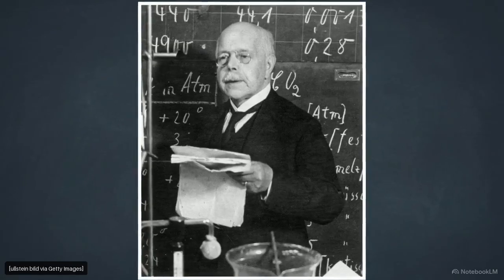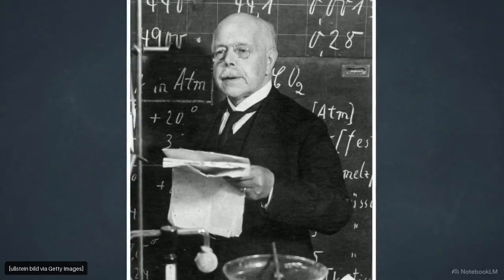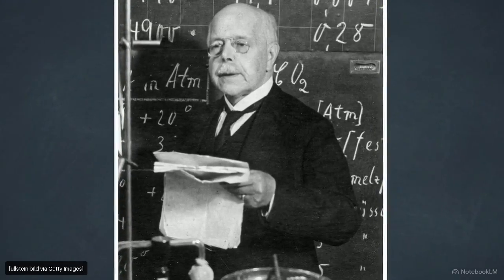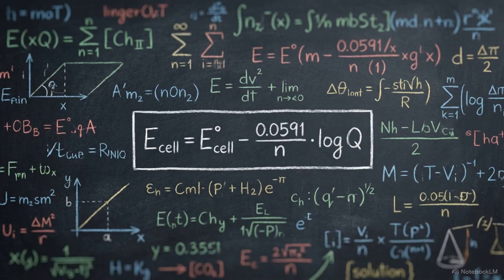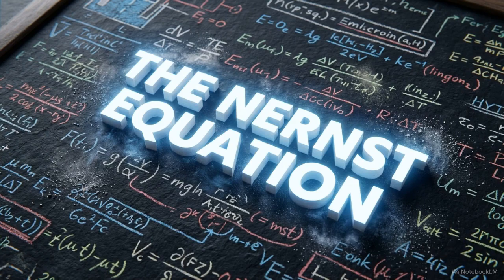In the late 19th century, German physicist Walther Nernst recognized this gap between theory and reality. He developed a mathematical tool to calculate the exact true voltage of a cell under any shifting, messy real-world condition. That reality patch is the Nernst Equation.